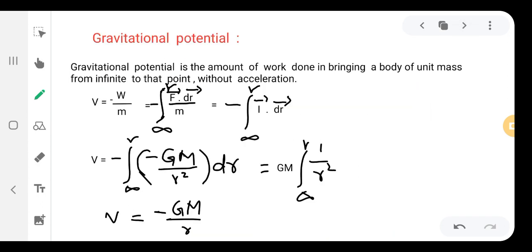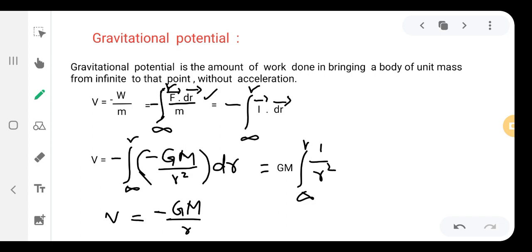Now, gravitational potential. What is meant by gravitational potential? The gravitational potential is the amount of work done in bringing a body of unit mass from infinity to that point without acceleration. So V is equal to minus W by M. Here we integrate small bits of work done, dW, substituting F into dr, that is, work done is force into displacement, integrated between infinity and R.